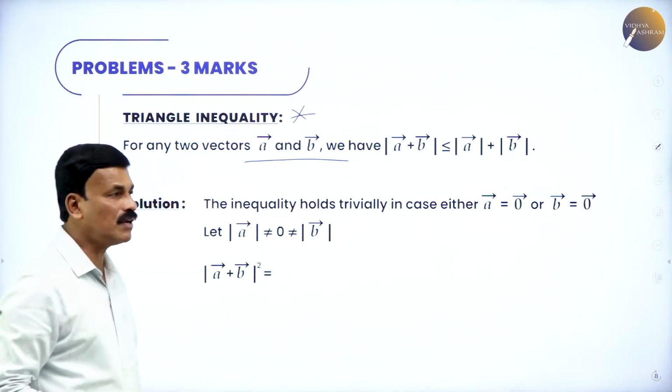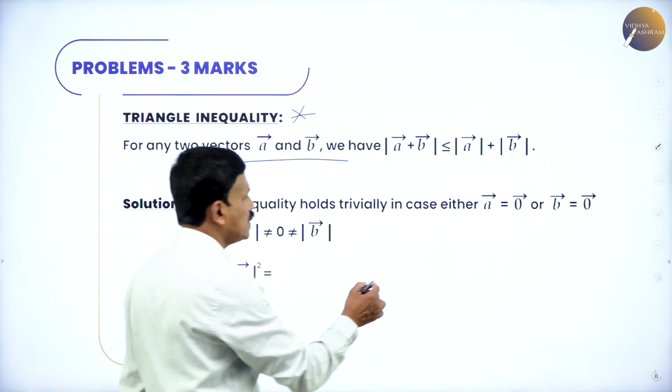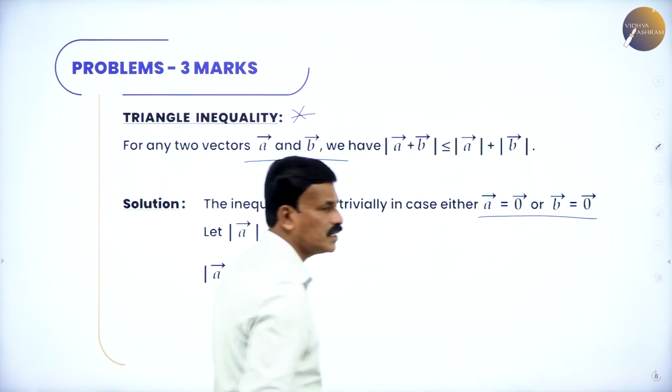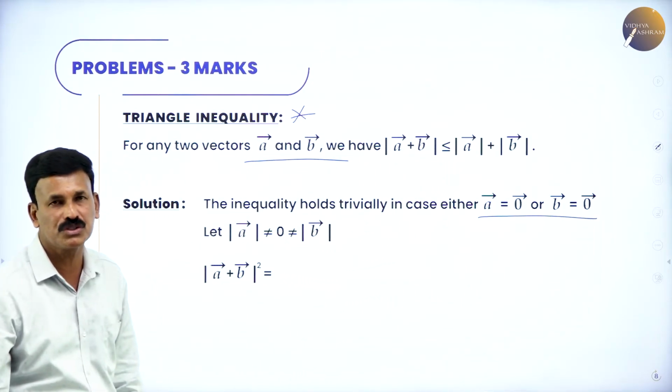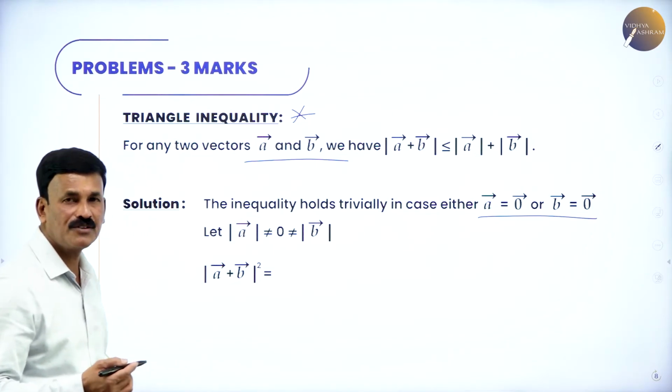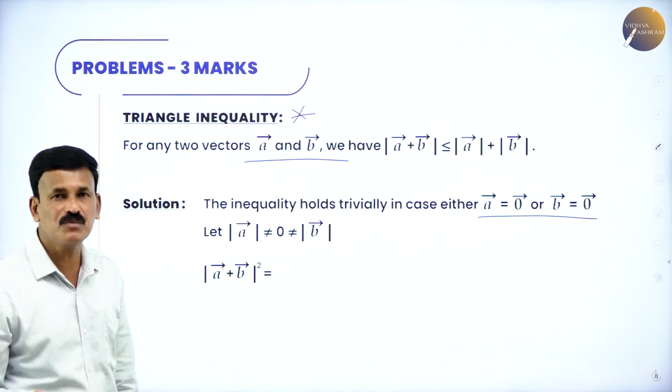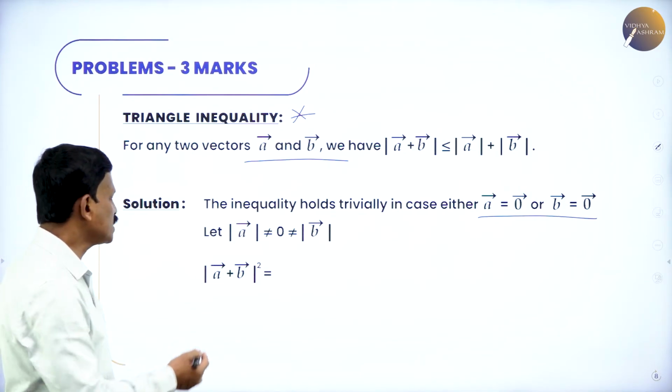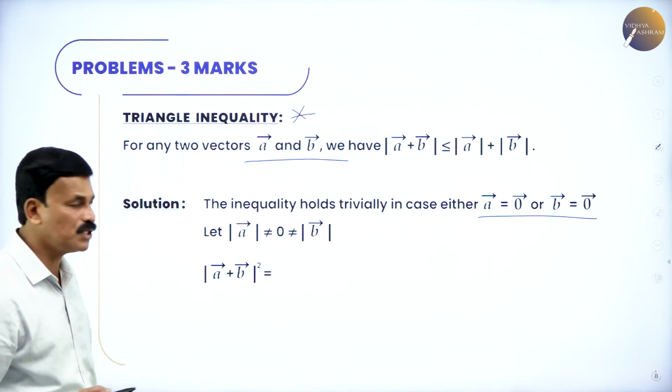Now this inequality also holds trivially in case A is equal to 0 or B is equal to 0. In such a case, let us assume that the length of A is not equal to 0 and the length of B is not equal to 0. Now consider the length of A plus B, whole square.